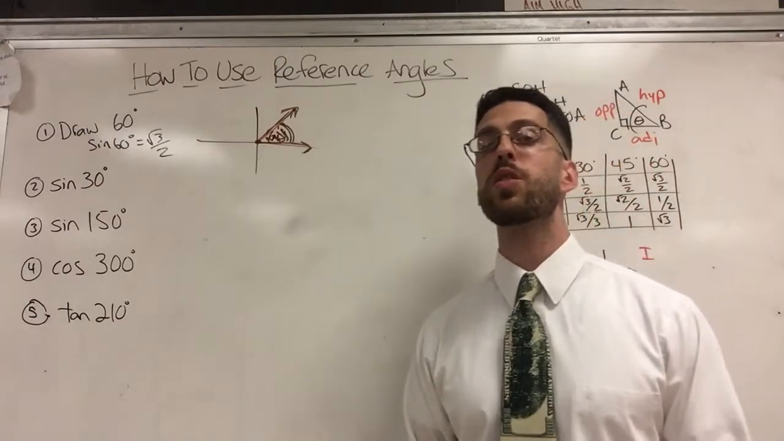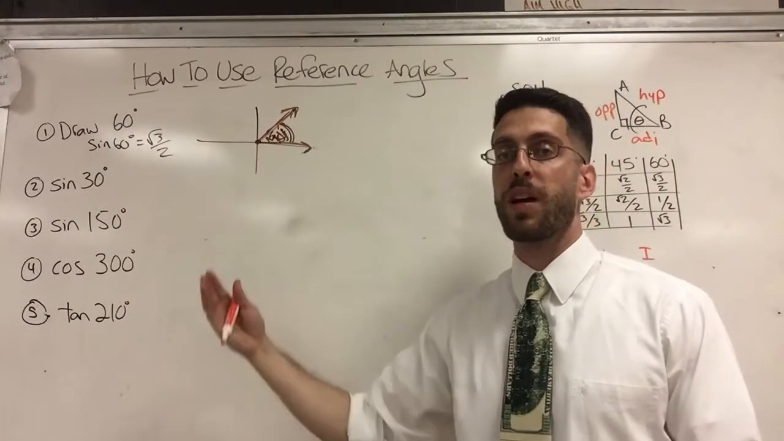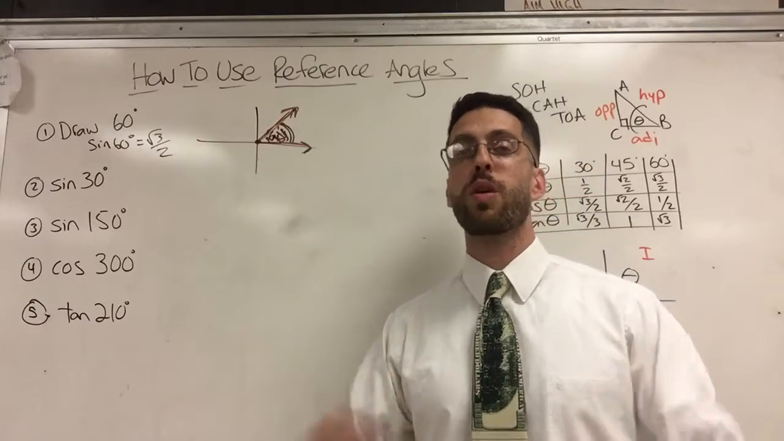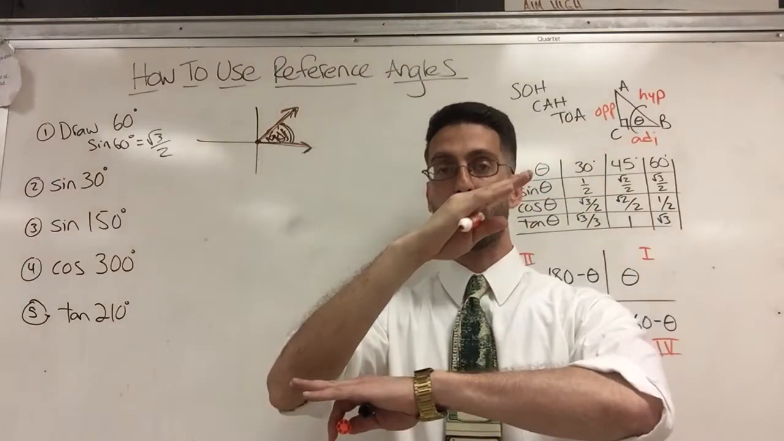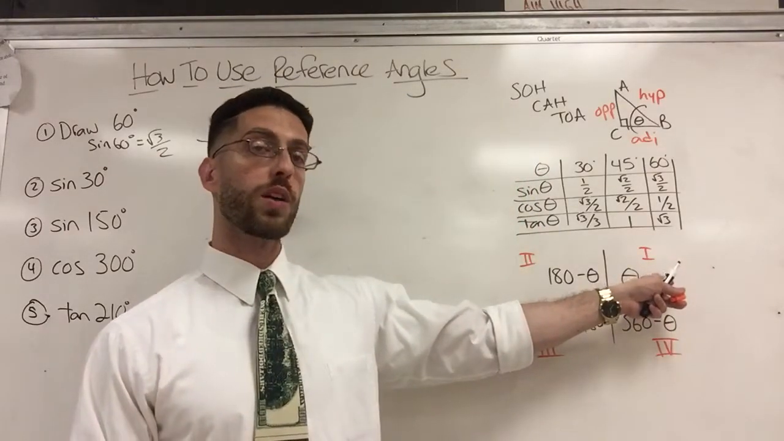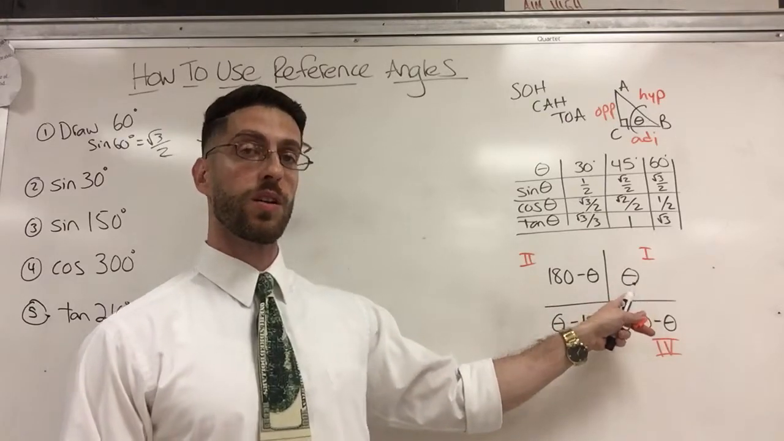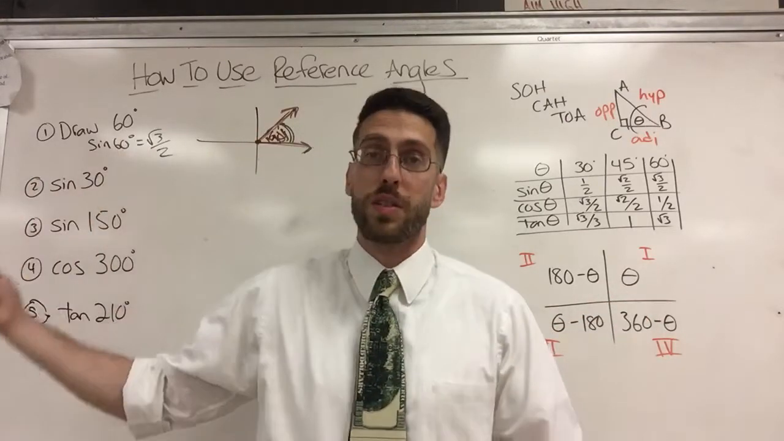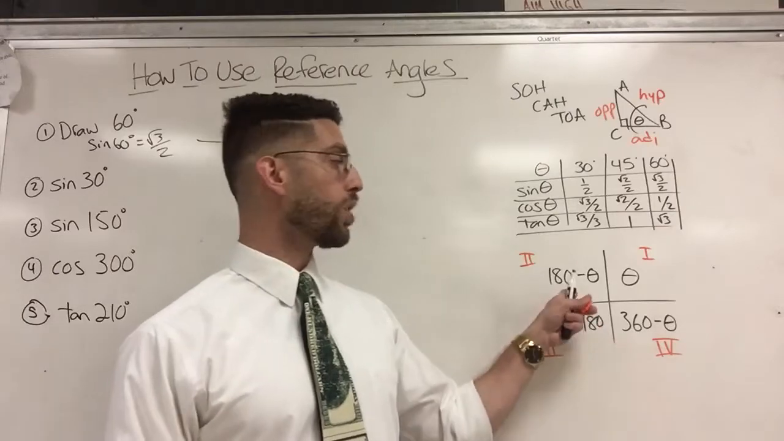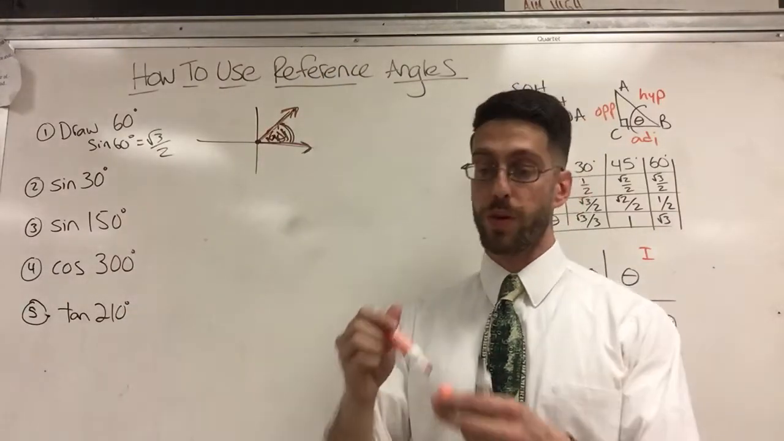So a reference angle of an acute angle is already itself. I don't need it because it's already acute. A reference angle is an acute angle. So if I'm drawing an acute angle, it's its own reference angle. So here, if it's a quadrant 1 angle, if it's acute, the reference angle is itself, theta. So if it's 60, the reference angle is 60, itself. But what if it's a quadrant 2 angle? So here, let's draw 150 degrees and see what happens.